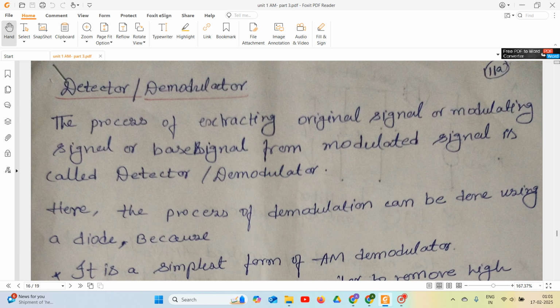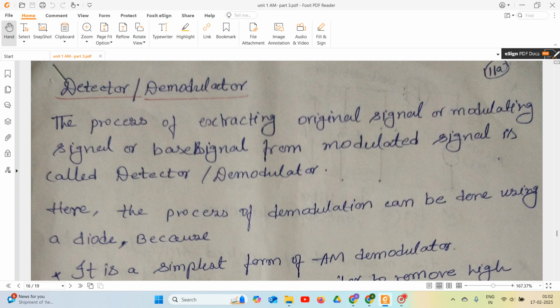Hello students, in this video we are going to discuss the demodulator. We know how to generate the AM wave by using a diode, right? After generating the AM wave, at the transmitter we are transmitting through the air medium, and we are receiving at the receiver, right? So I need only the original signal.